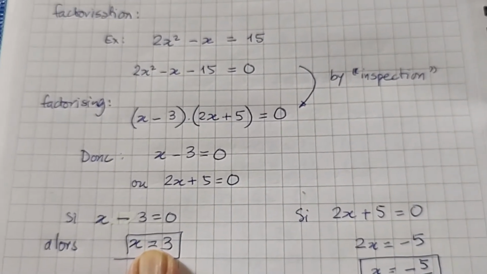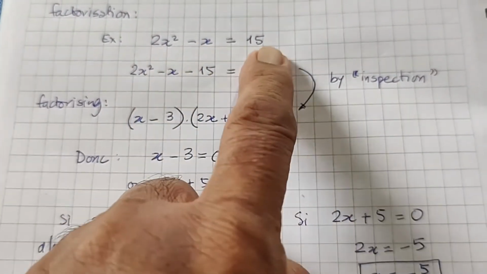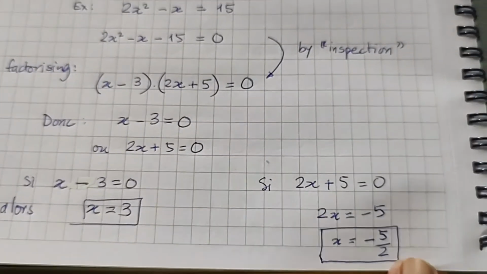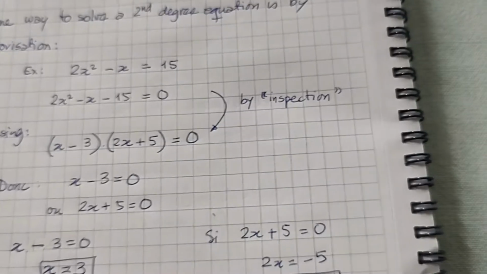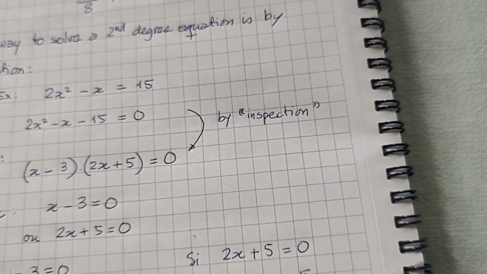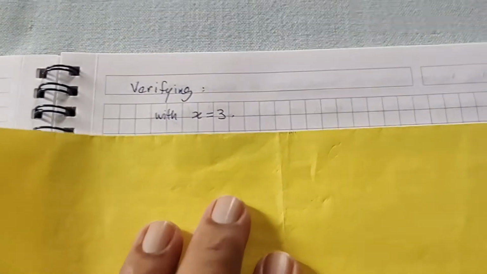Either x is equal to 3, if you plug that in, you'll get that. Similarly, x is equal to minus 5 over 2, if you plug that in, you'll get that. So, just in this particular case, I will actually do this plugging in. So, we'll do the verification.